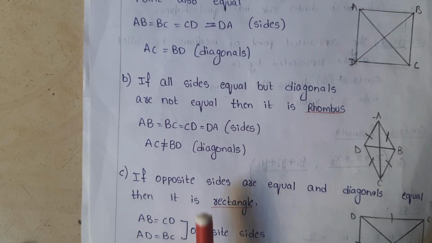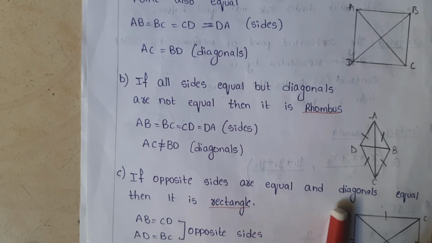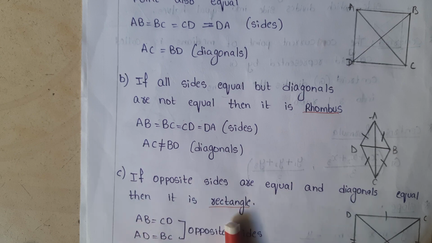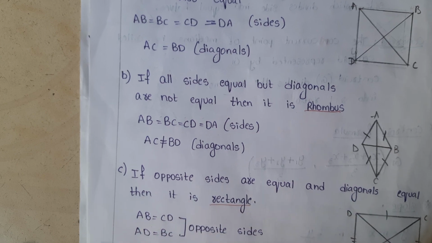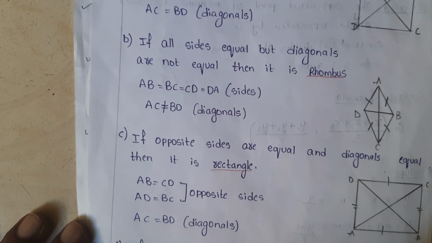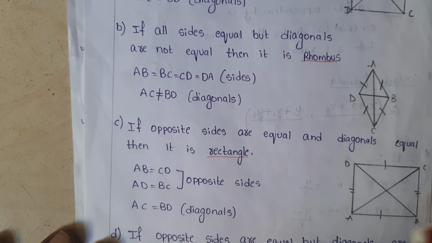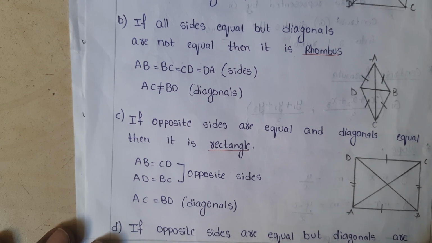If opposite sides are equal and diagonals are equal, then it is a rectangle. Here I am showing the diagram. See once. AB equal to CD, AD equal to BC. Opposite sides are equal and the two diagonals, AC and BD, are equal. So then it is a rectangle.